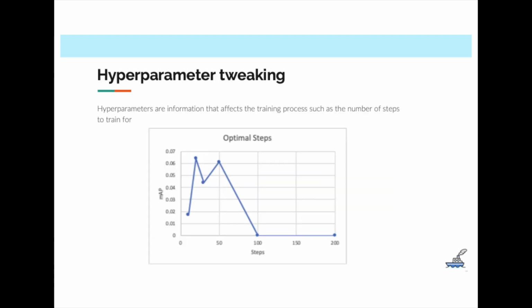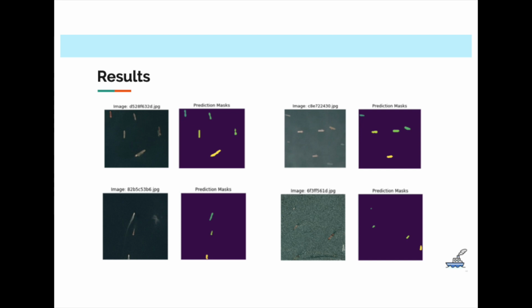As for the algorithm, we explored the effects of tweaking the parameters of the UNet model, such as changing the optimal number of steps needed for training. And after all the tweaking of the dataset and algorithm, we were able to see an improvement in the MAP score, which translates to better performance in terms of detecting ships. As can be seen in this slide, our final model is able to segment the shape of the ship in the images decently well.